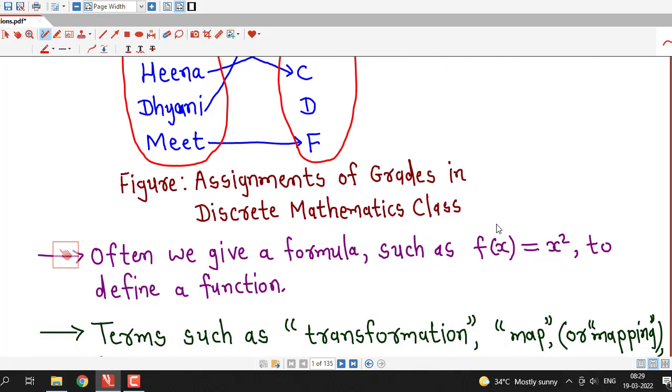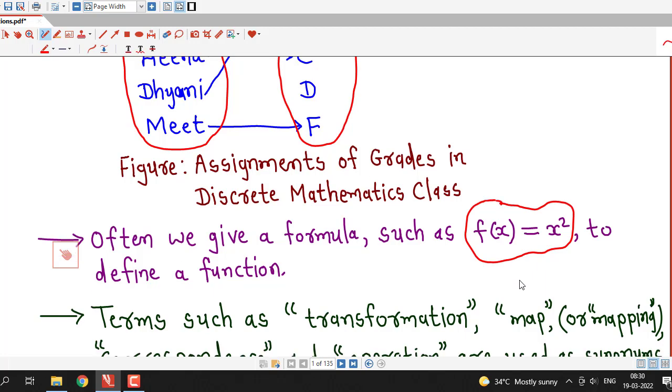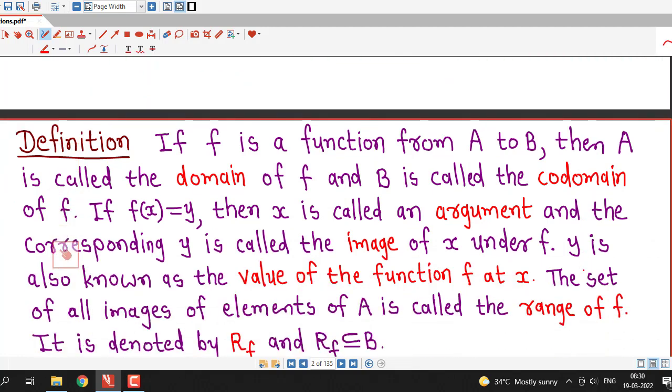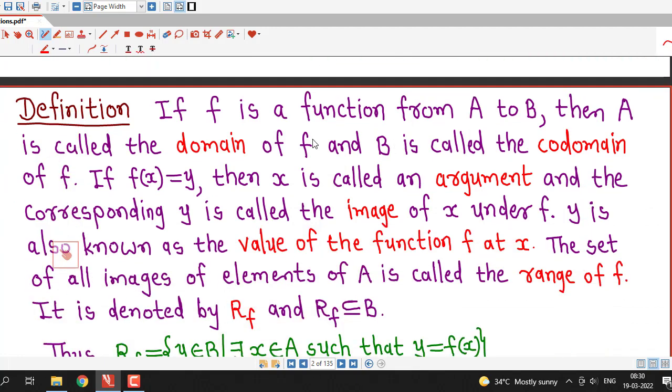Another way is we can write the formula of the function. For example, f(x) = x square. These are the different synonyms used for the same word function. We can call a function a transformation, map or mapping. Correspondence is also another word for function. Operation is also used as a synonym of function.